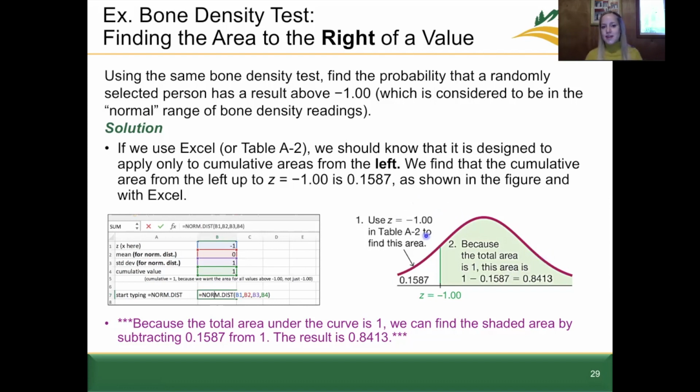So we know how to work with Excel and Table A2. Because those give us our cumulative area from the left, we can still figure out the cumulative area to the right. We just take 1 minus the value that we get for the area or the probability. So importantly, we need to read the question. If it says some value less than a certain z-score, we can use the value from the table or Excel as is. If instead the question says a result above some given z-score, then we need to take the complement, or 1 minus the value we get from Excel or the table, because those values will give us our cumulative area from the left.